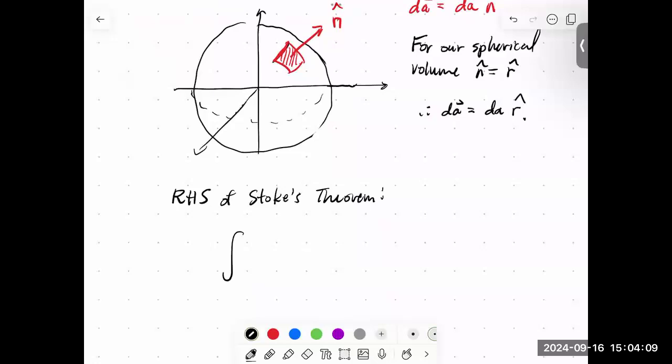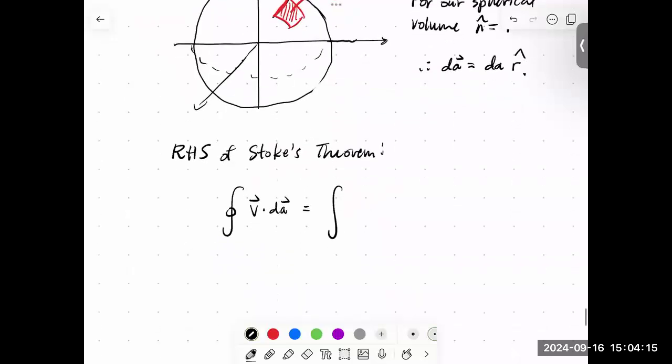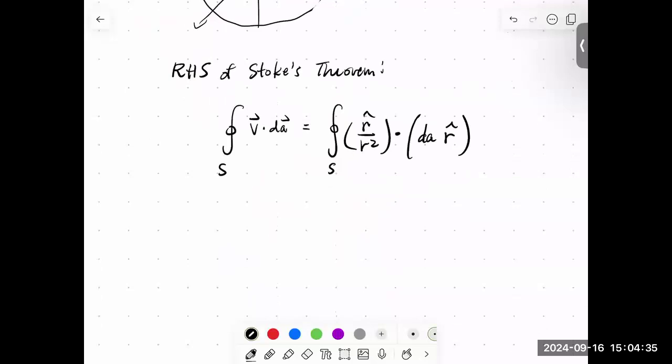Okay, right, so it's just V dot dA. And so this is over our surface. V is R hat over R squared. dA is dA, the magnitude, dot R hat. So clearly R hat dot R hat, that's just going to give one. A vector dotted with itself gives its magnitude squared, but unit vectors have length 1. So we have S, then we have dA over R squared. Okay.